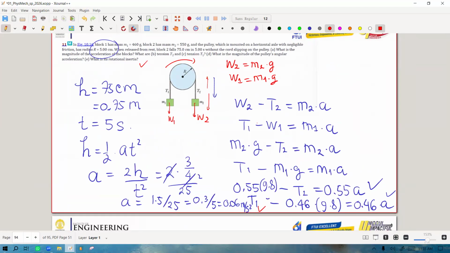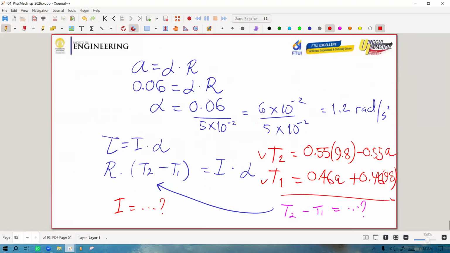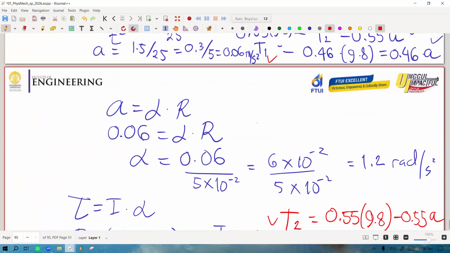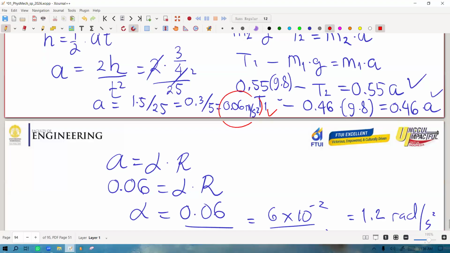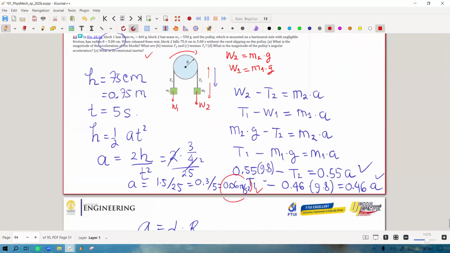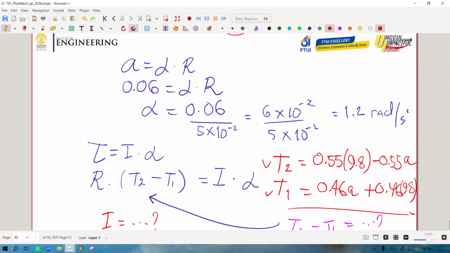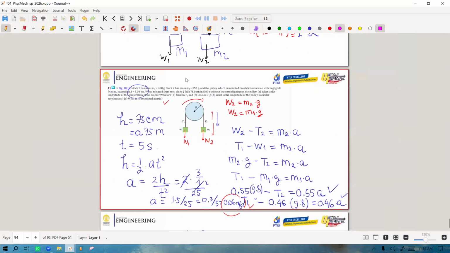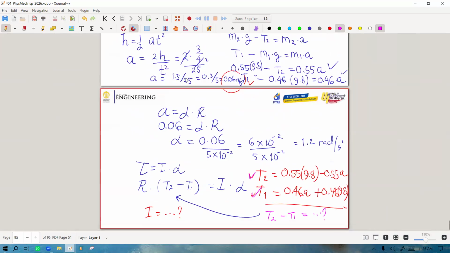Okay, any question for this one? Yeah, so 4.A here is the magnitude of the acceleration of the block. The acceleration is 0.06 here. And then for point B, you can calculate the tension, T2 and T1. After that, you also calculate the angular acceleration, alpha. Okay, alpha and inertia, this one.